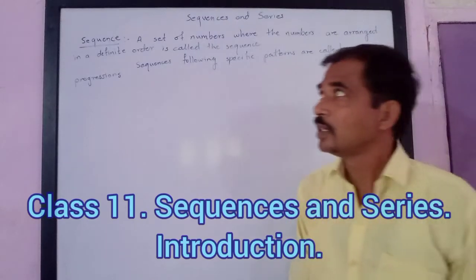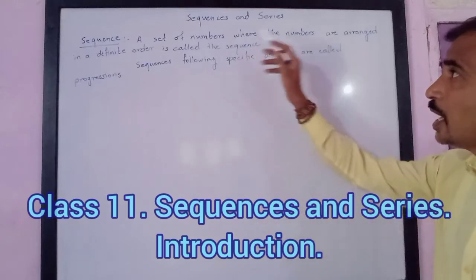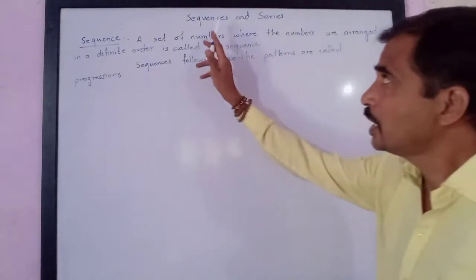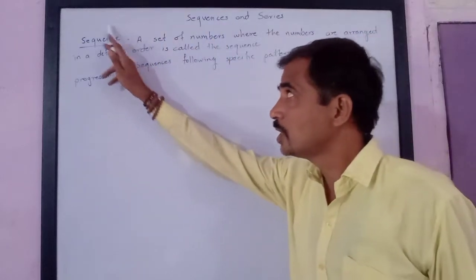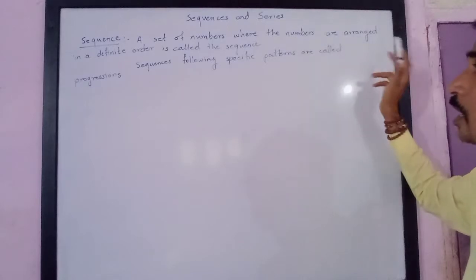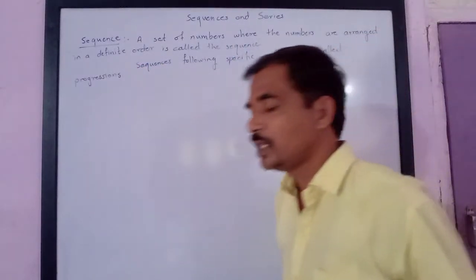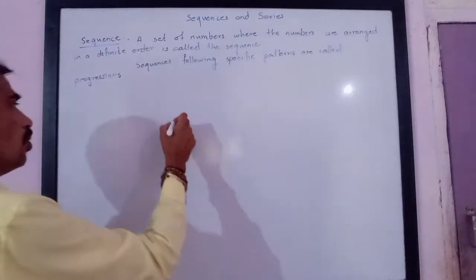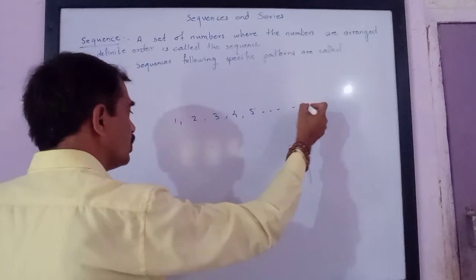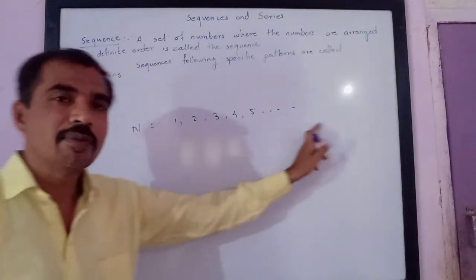Dear friends, let us try to understand the next chapter, sequences and series. Out of this, let us understand first the sequence. A sequence is a set of numbers where the numbers are arranged in definite order, for example, 1, 2, 3, 4, 5 and so on. This is a sequence of natural numbers.